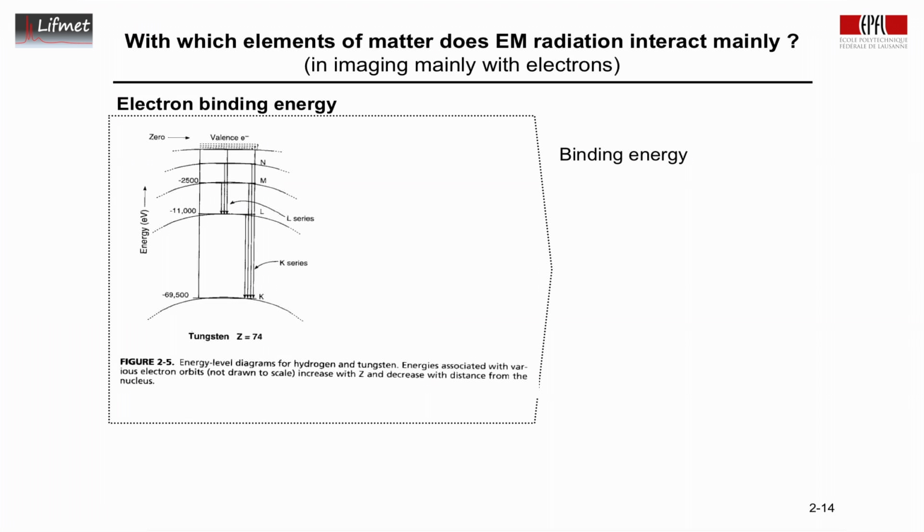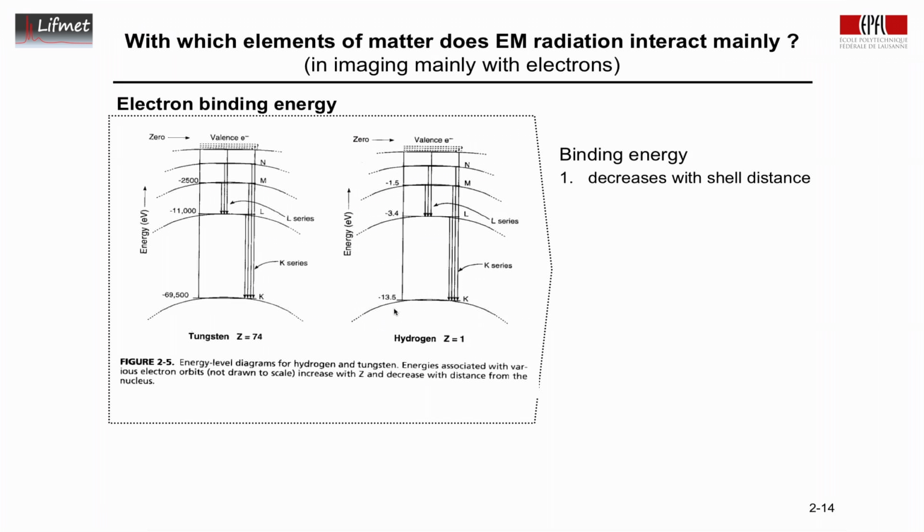This makes sense because the binding energy decreases with shell distance. So we have the M shell here, which is minus 2.5 kilo electron volts. It decreases with shell distance, and we can make a relationship to the Coulomb interaction. The nucleus is positive, the electron is negative, so it's attracted to the nucleus. The further away it is, it decreases with 1 over r squared, so we have a decrease with the shell distance relative to the nucleus.